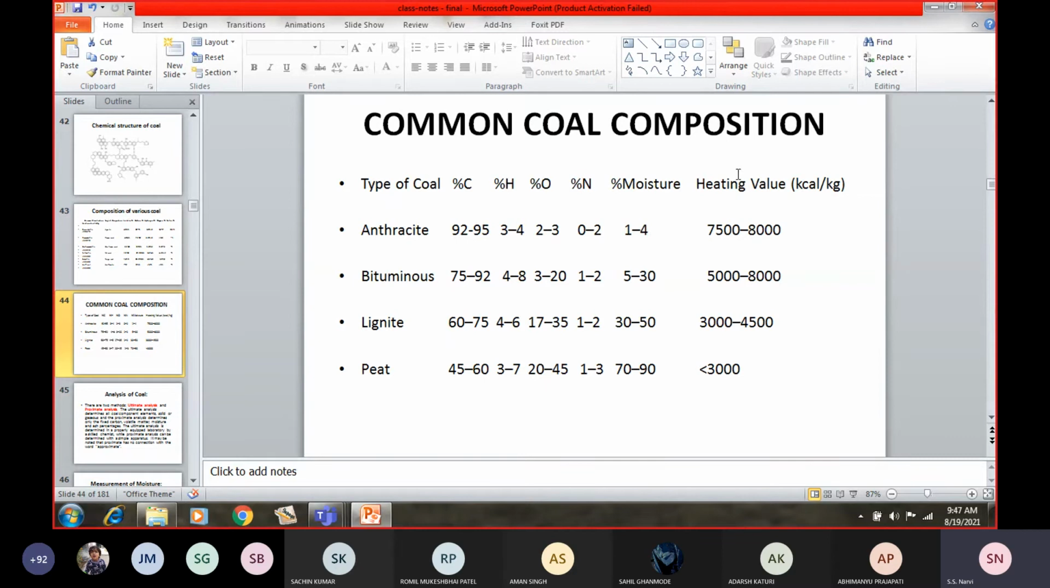Then the moisture content. This is the calorific value of anthracite, bituminous type of coal, and you can see the lignite and peat. All these are there.